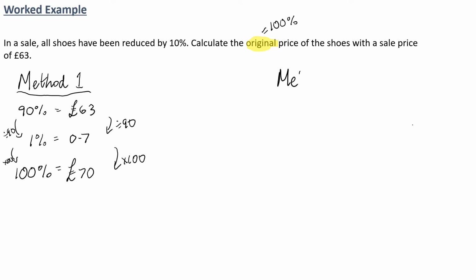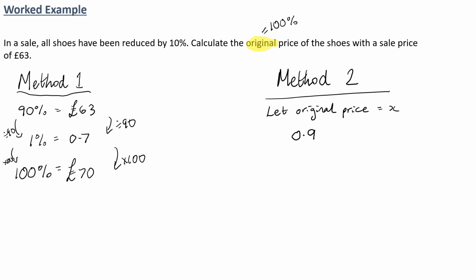The second method is that you can set it up like an equation. Okay, so we'll just say, let the original price, we don't know what the original price is, so we'll let that be X. Okay, if something's been reduced by 10%, 90% is left remaining. So if we had 90% left remaining, the multiplier would be 0.9. So we've found 90% of our original price, and the answer was 63. Do you see how that's been set up there? 90% of the original price is £63.